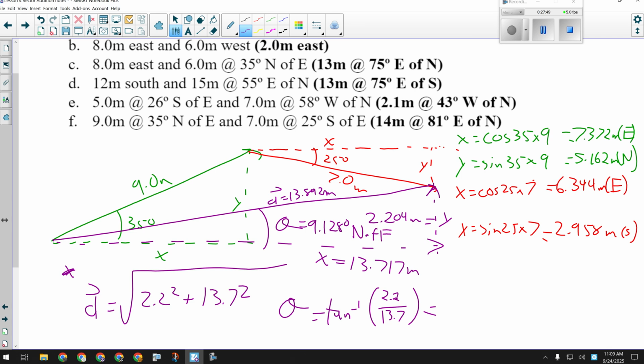So my triangle's probably a little bit off. I probably could have made the 7 meters a little longer, okay, or maybe I made the 35 too steep or something along those lines. Okay, and now I've got to put it in the right number of significant digits. Everything's got 2, so I'm going to be looking at 14 meters at 9 degrees, actually 9.1 degrees north of east.